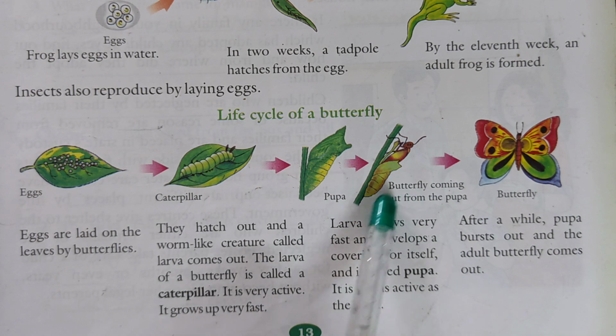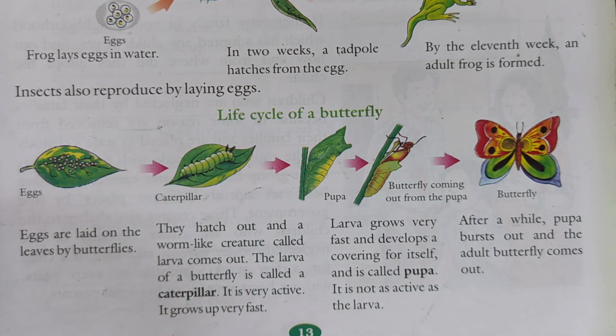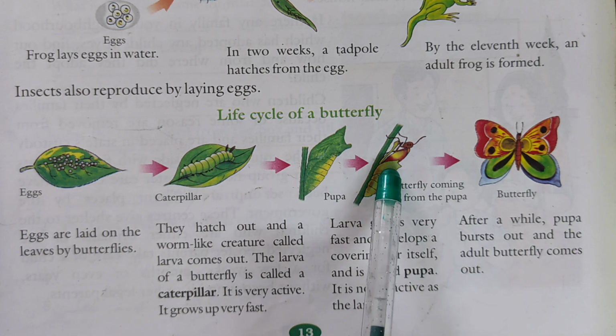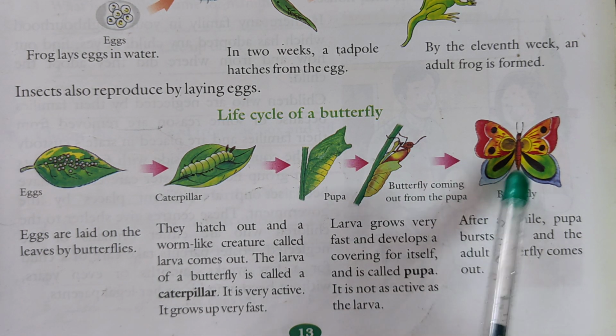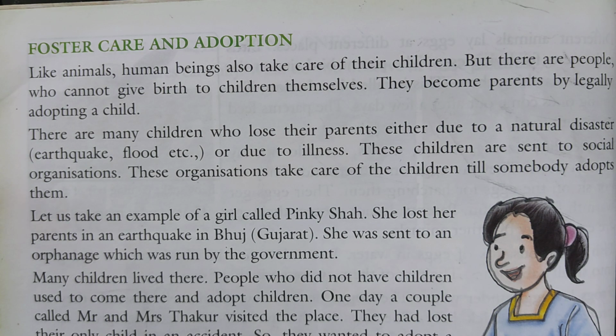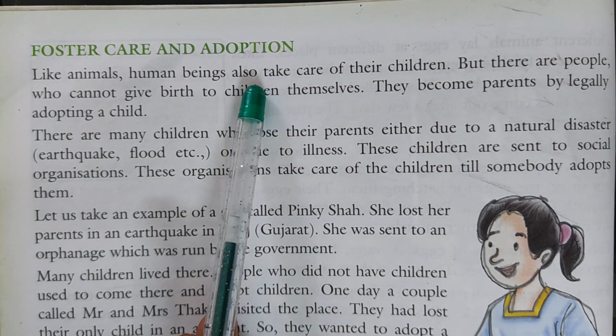Now see here, the butterfly coming out from the pupa. How the butterfly is coming from the pupa. After a while, the pupa bursts out and the adult butterfly comes out. See here, the pupa bursts out and a young butterfly comes out. So interesting this is. Now we will see what are foster care and adoption.